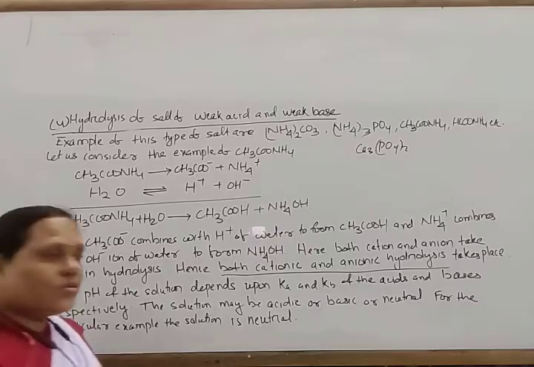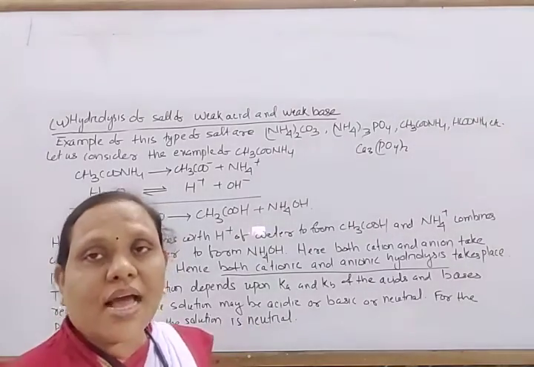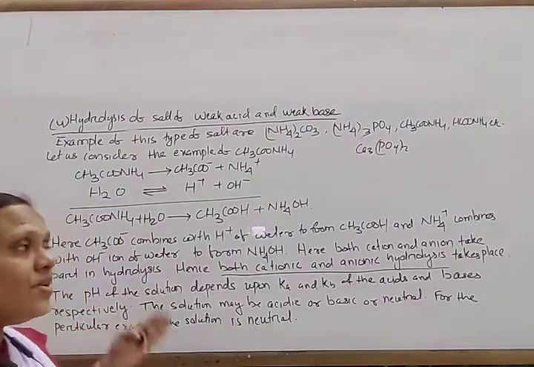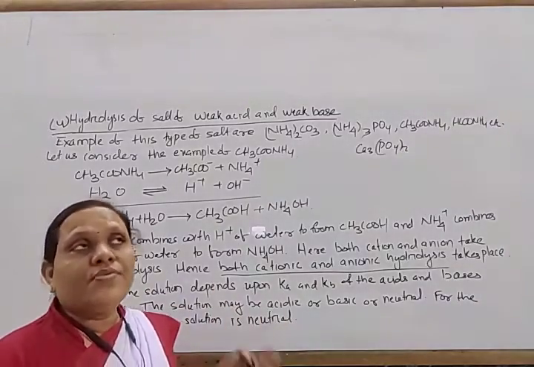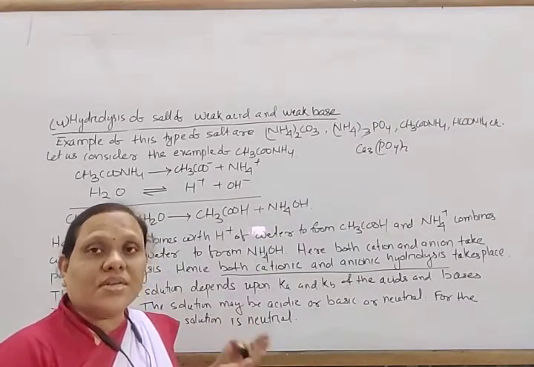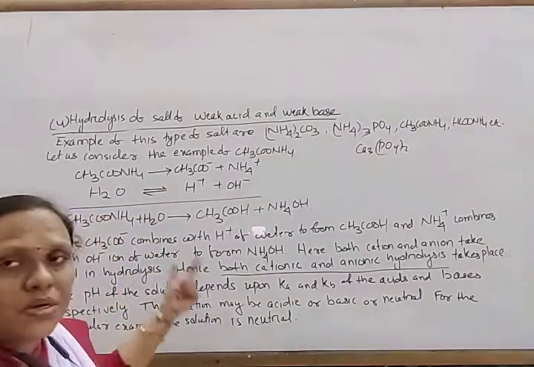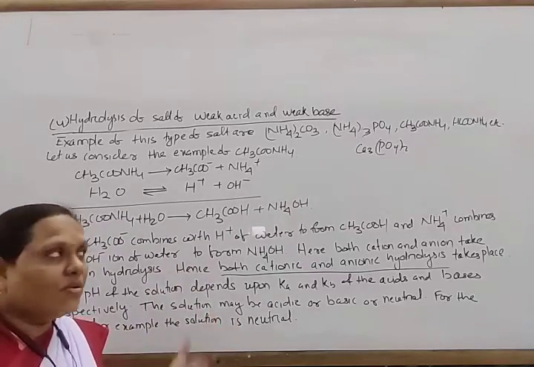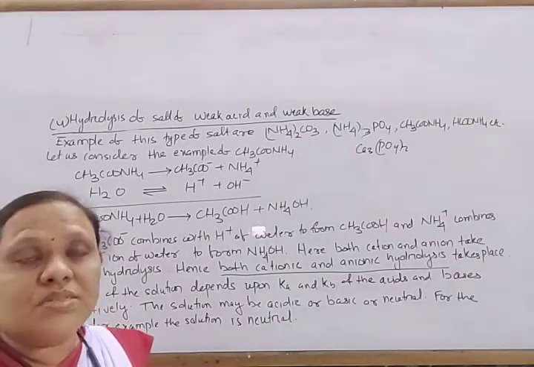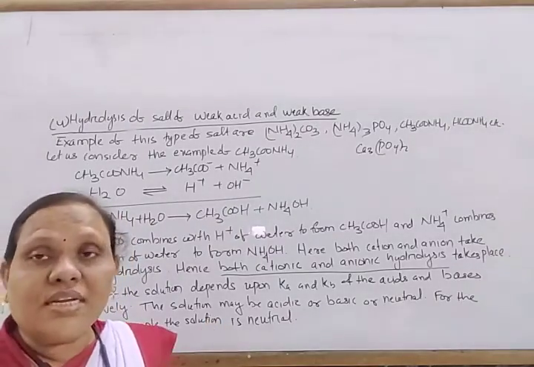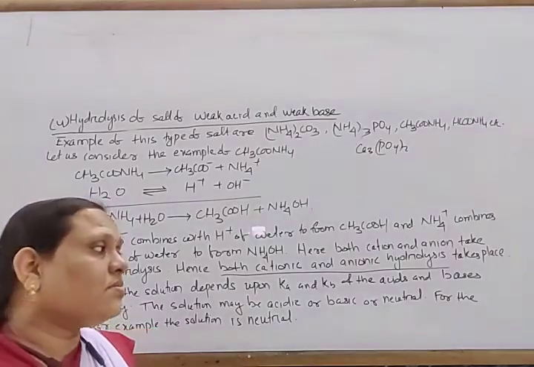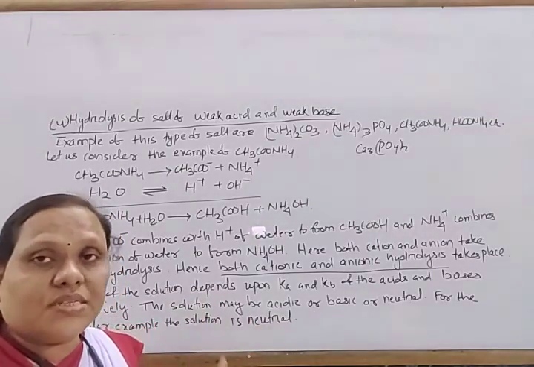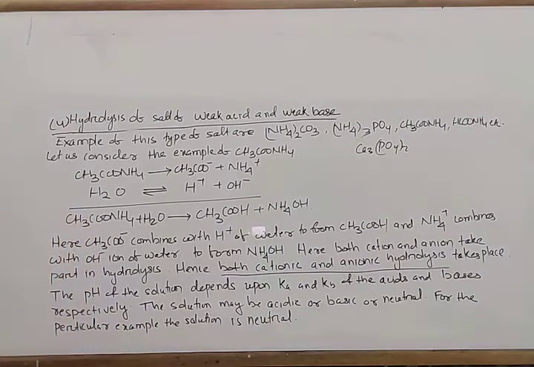The pH of the solution depends on Ka and Kb. If the Ka value is higher, then it is acidic, and the pH value is less than 7. If the Kb value is higher, then it is basic, and the pH value is greater than 7. But in this particular case, the Ka and Kb values at 298 Kelvin are the same, that is 1.8 × 10^-5. In this way, it is neutral, and the pH value is equal to 7. Okay, so write down this.